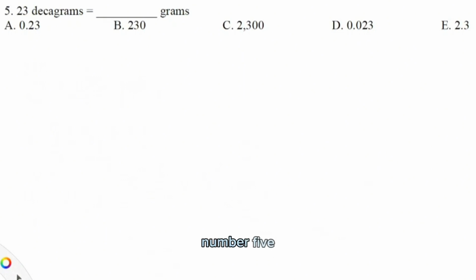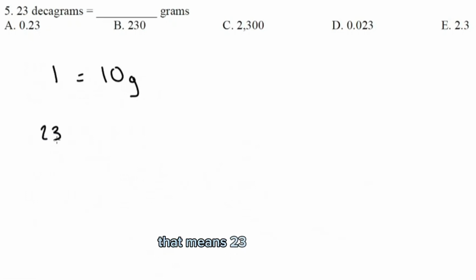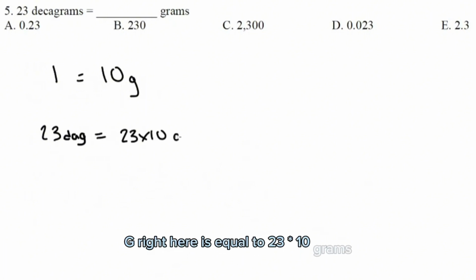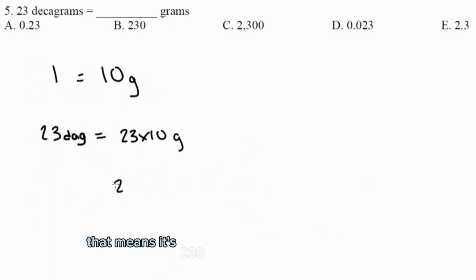Next, number 5, 23 decagrams is equal to how many grams? Alright, the first thing you need to know is 1 decagram is equal to 10 grams. That means 23 decagrams, I'm just going to write DG right here, is equal to 23 times 10 grams. That means it's 230 grams, and that's your answer.